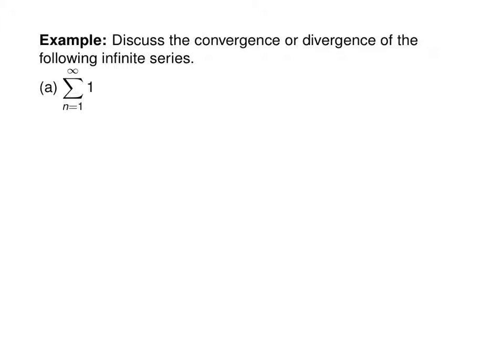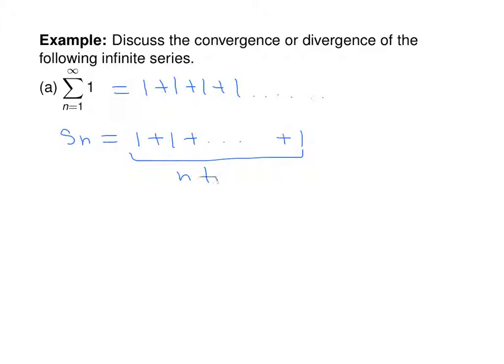So what this means is we have 1 plus 1 plus 1 plus 1 forever and ever and ever. So S sub n, the nth partial sum, is 1 plus 1 plus 1 n times, which is the same thing as n times 1. And since the limit as n goes to infinity of S sub n is equal to infinity, this series diverges.